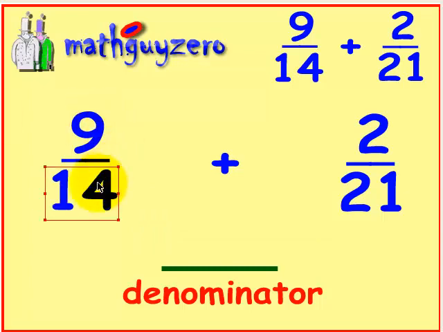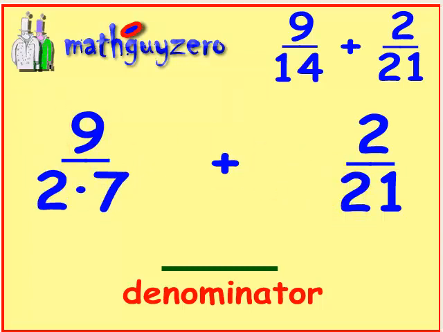So you're going to factor the denominators, right? You got 14. It's 2 times 7. Through the magic of computers. Kabam. So we broke them down. 2 times 7, 3 times 7.